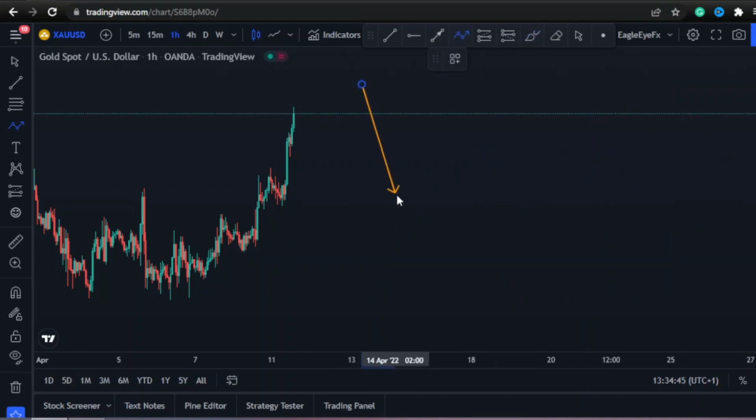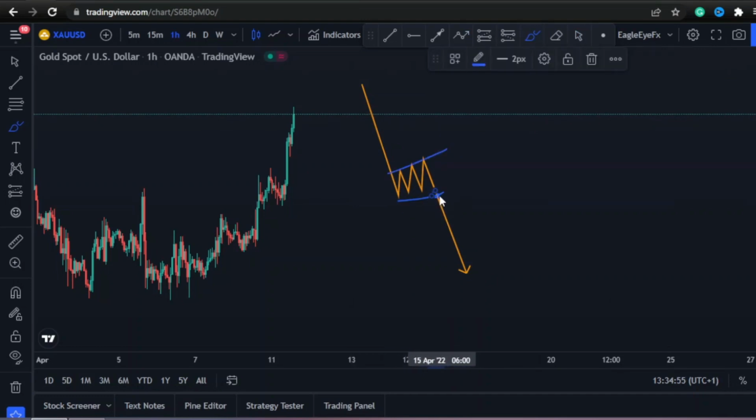So when I'm going down, I'm looking for an impulse move, and then I'm looking for a correction to the upside. Then you see that there is continuation. So when I see this, then I'm looking for sells over here. Then I'm targeting a move down over here.